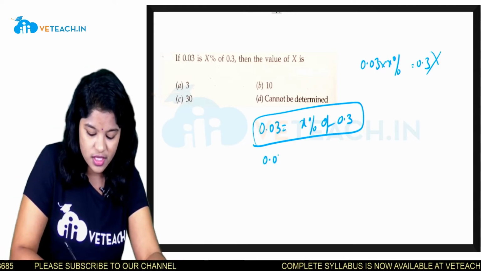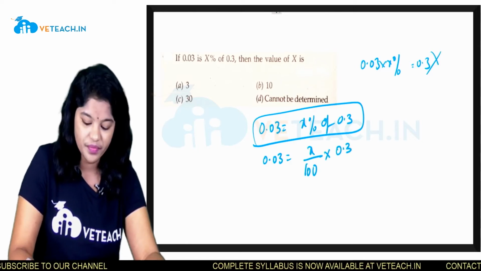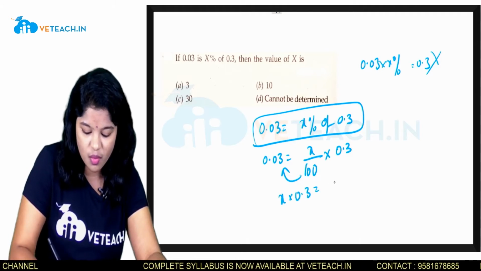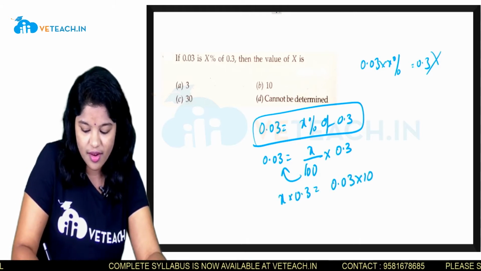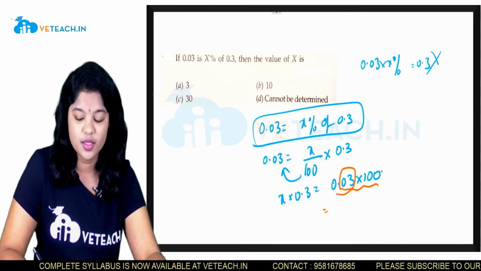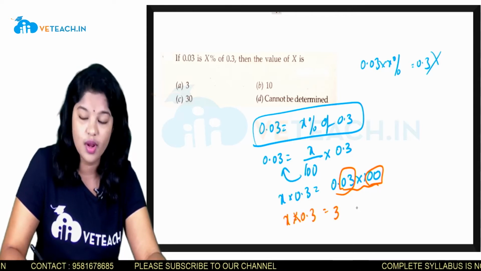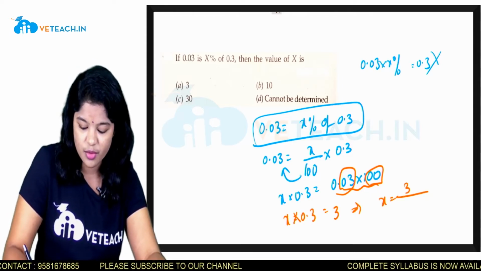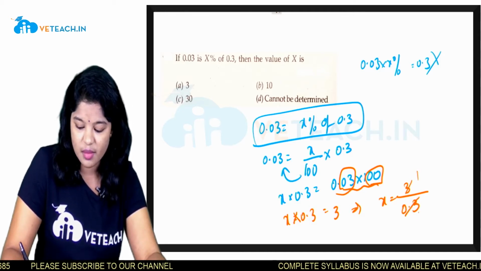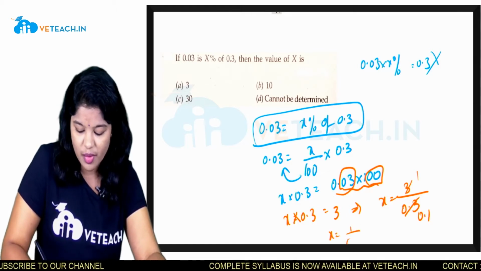Now 0.03 is equal to x% means x by 100 into 0.3. Take this 100 to the other side. x into 0.3 is equal to 0.03 into 100. As there are two numbers after the decimal point and we are multiplying with 100, this value becomes 3. x into 0.3 is equal to 3. That implies x is equal to 3 by 0.3, that is nothing but 1 by 0.1.